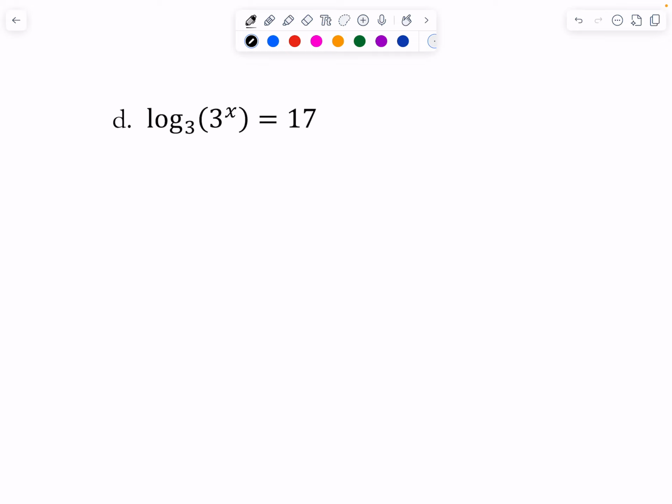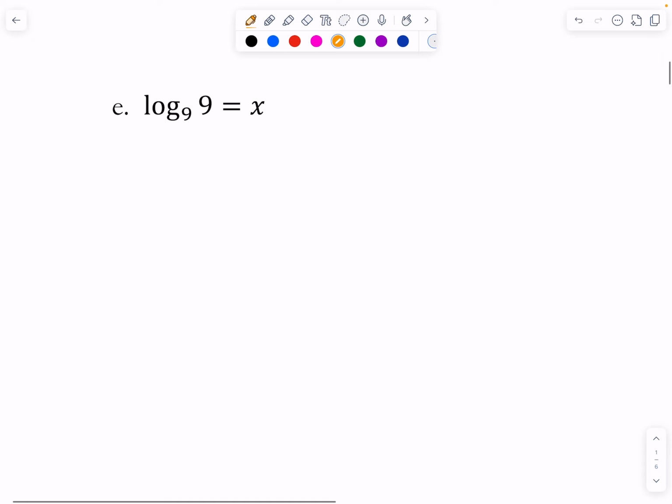This one is going to be a little bit different, but it is one log on one side. So 3 to the 17th power equals that argument. Watch how I write it. 3 to the 17th power equals 3 to the power of x. Now this should look familiar from the work we did with solving exponential equations, where we have the same base. They both have that base of 3. So that means 17 and x have to be the same. So x is equal to 17.